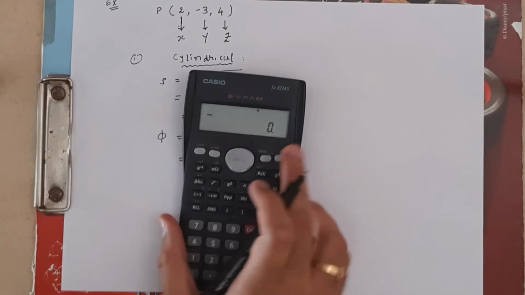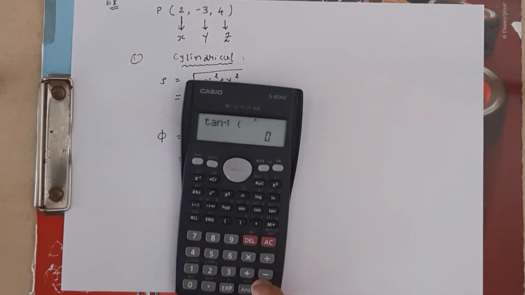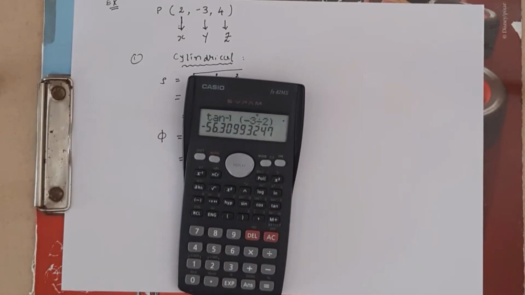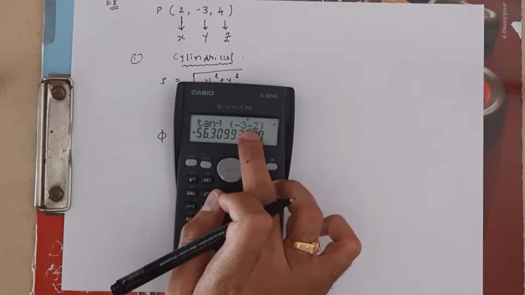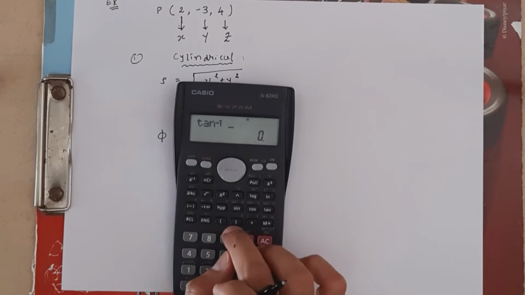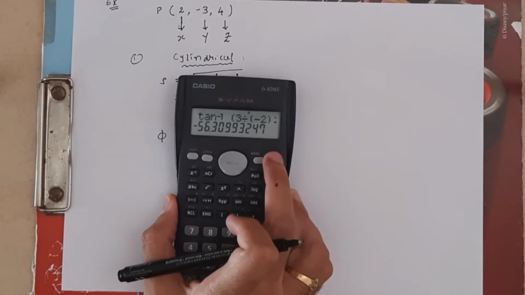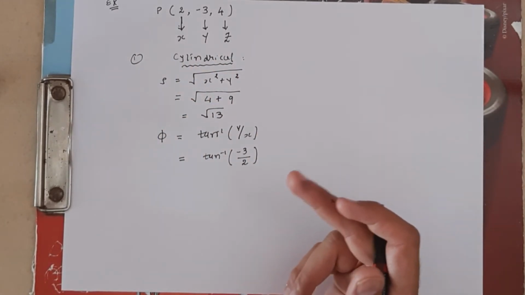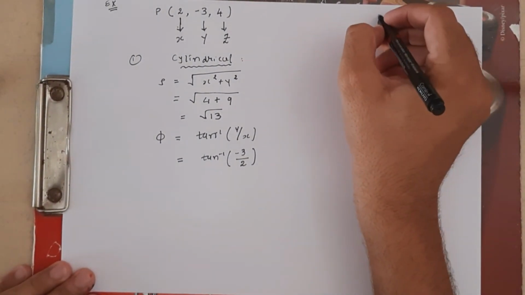So tan inverse of minus 3 by 2, the answer is minus 56.30. Note down this answer. Now I have to do tan inverse of 3 divided by minus 2. The answer is the same, minus 56.3. But the answer should not be the same because the values of x and y are different in both cases. So what do we have to do?